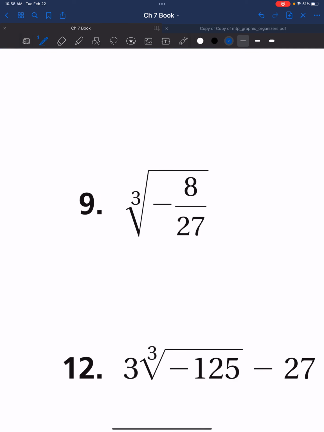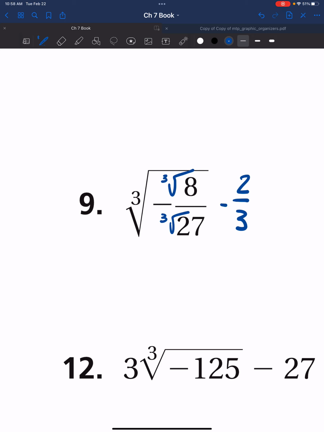Okay, let's go to number 9. Negative 8 over 27. Cube root these separately. 2. So 2 times 2 times 2 is 8. Negative 2 thirds. 3 times 3 times 3 is 27. Yes. Now, there is a negative sign inside of this.